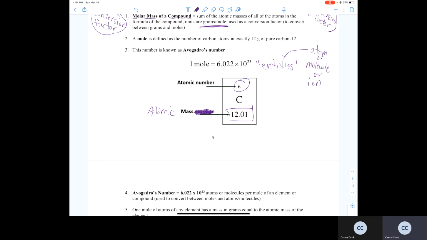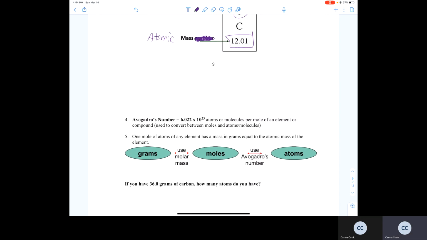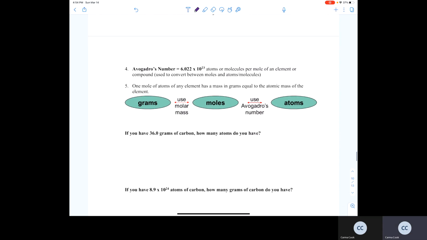So Avogadro's number, 1 mole being equal to 6.022 times 10 to the 23rd entities, Avogadro's number is also a conversion factor that you can use to convert between moles and entities. And the entity can either be an atom or a molecule or an ion for that matter. So Avogadro's number is equal to 6.022 times 10 to the 23rd atoms or molecules per mole of an element or a compound.